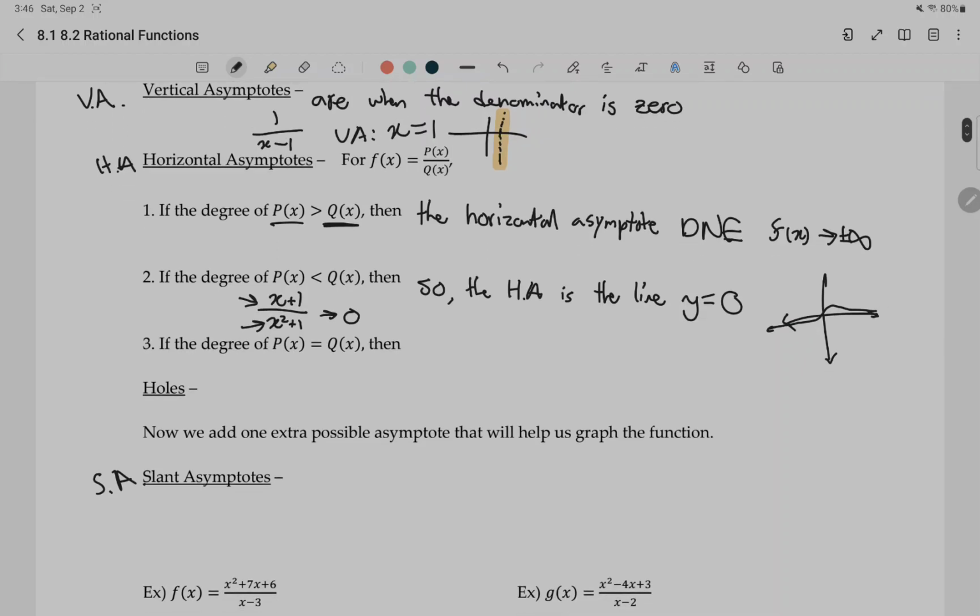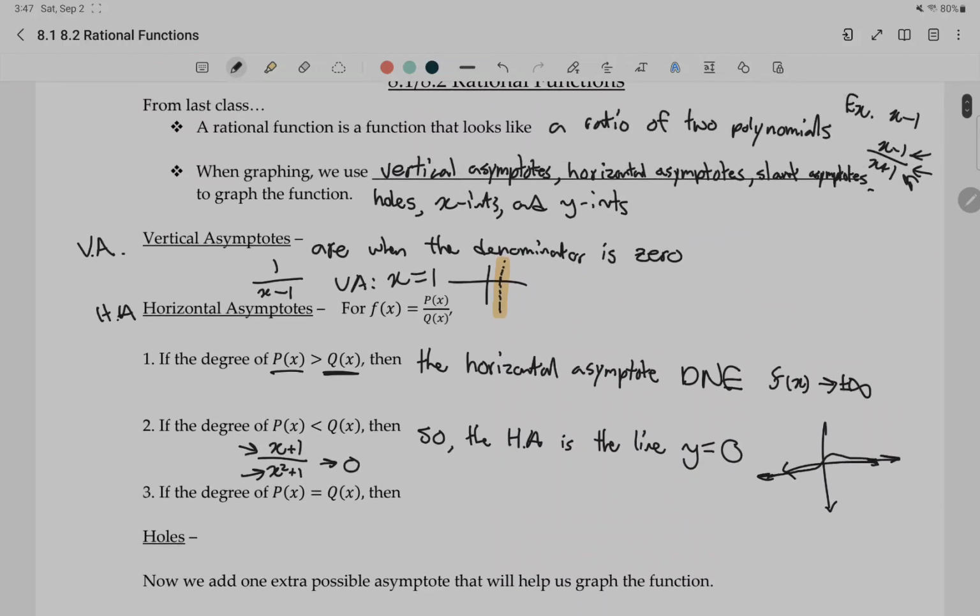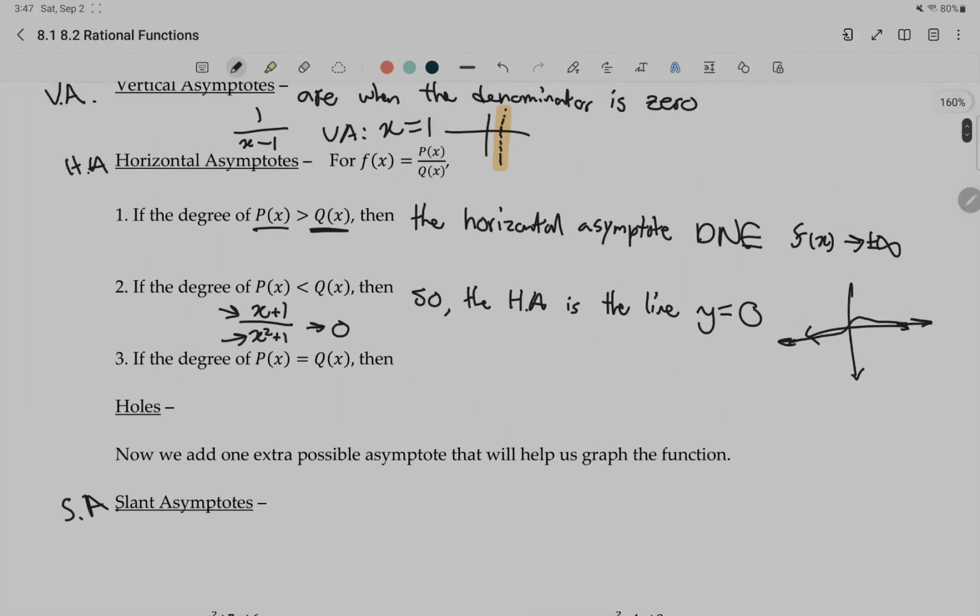But as it goes out to infinity in these two directions, it gets closer and closer to the line y equals 0, but never touches it. It's important to know that on these extreme ends, horizontal asymptotes are not touched, and for vertical asymptotes, they are never touched no matter what. However, what if these are equal?